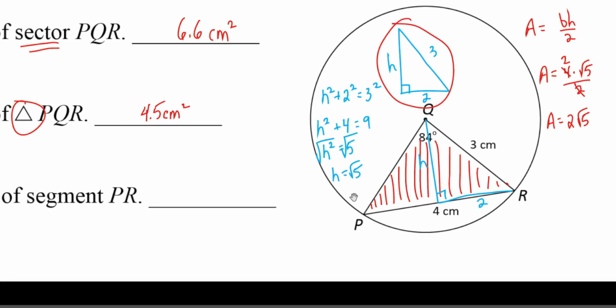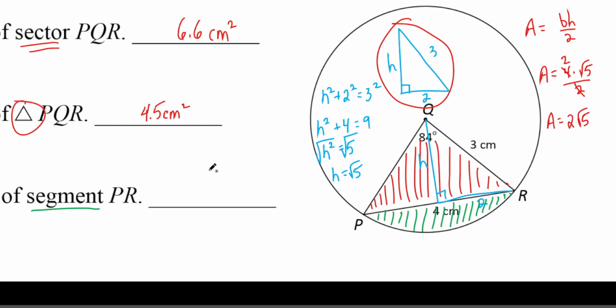Now, exactly right. Why do we subtract? Let's do this in a different color. Let's put it in green. What we're trying to do now is find the area of segment PR. What does that mean, segment PR? It means this part right here. See that shaded in green? That's what we're trying to find on the last problem.